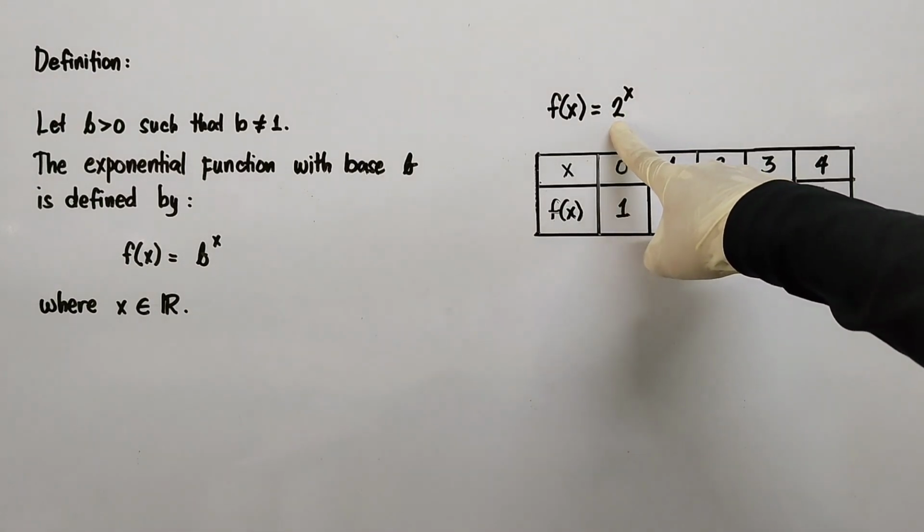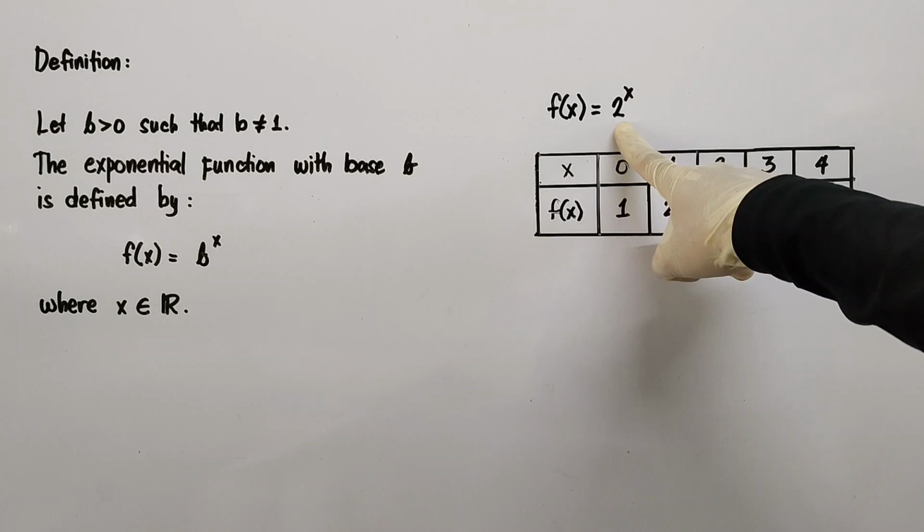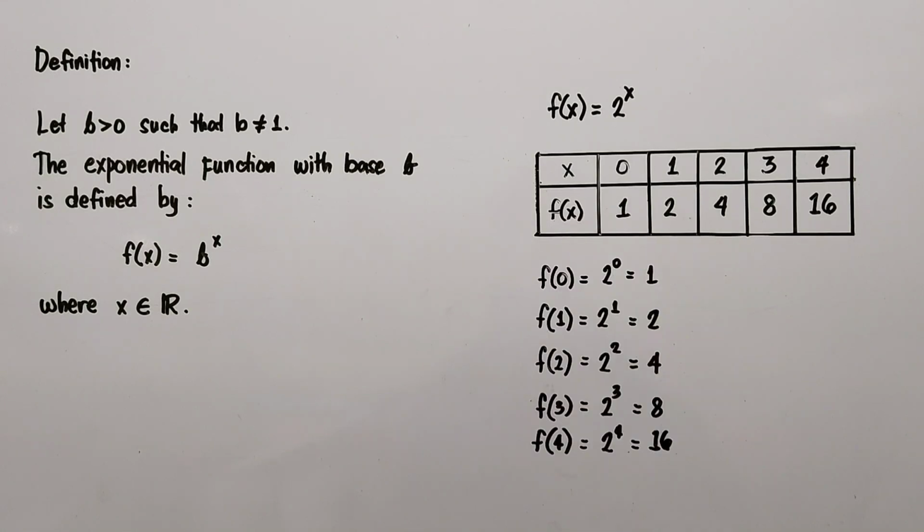For our base, this is greater than 0 and our base is not equal to 1, and the x is the exponent of our base 2. In evaluating the value of the function, just simply substitute the value of x in our original function. For instance, if x is equal to 0, then 2 power 0 is equal to 1. If x is positive 1, then 2 power 1 is equal to positive 2, and so on.